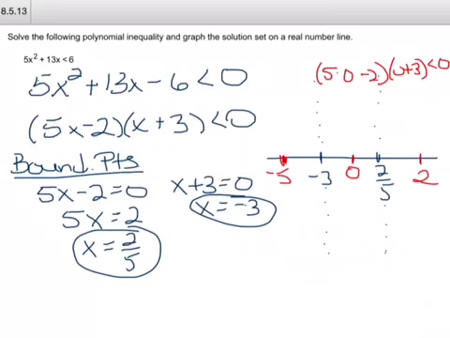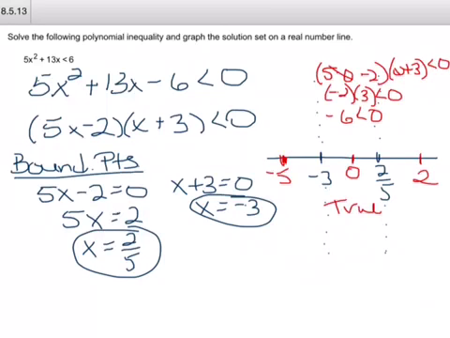So 5 times 0 is 0. That gives us negative 2 times 3 is less than 0, which means negative 6 is less than 0. Okay, negative 6 is less than 0. That is absolutely true. So we'll type true in the middle column.